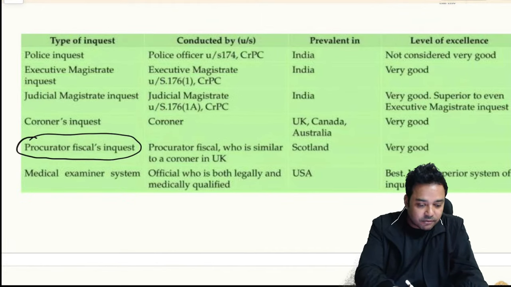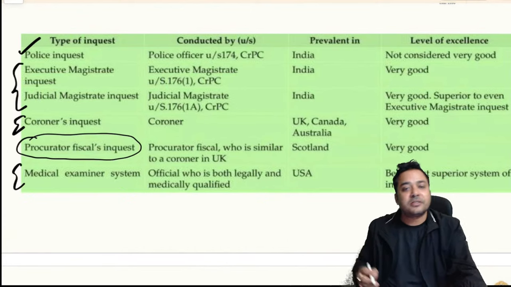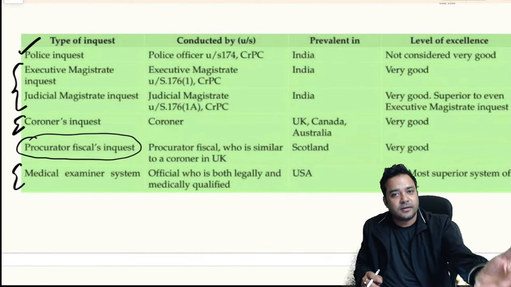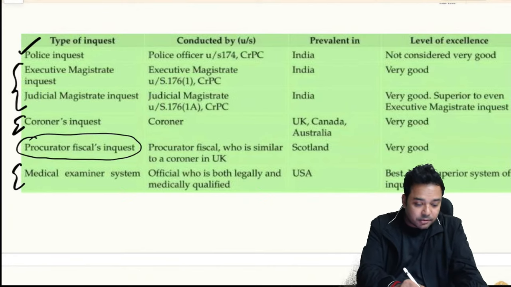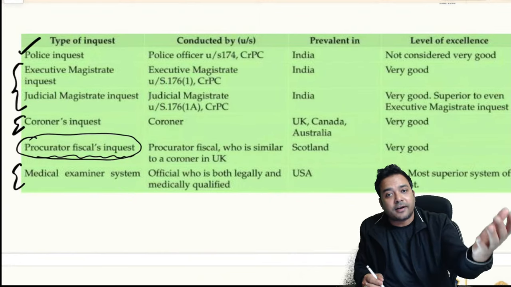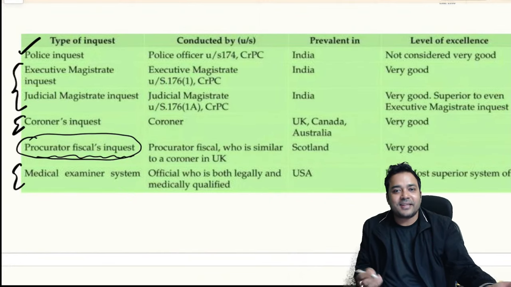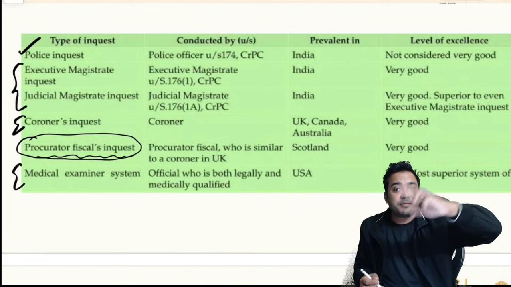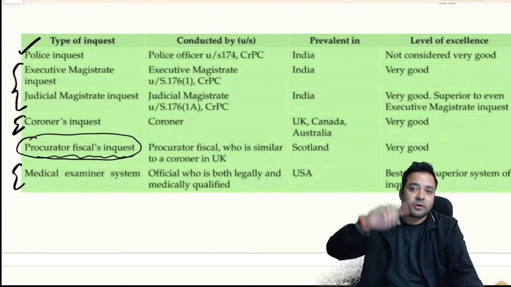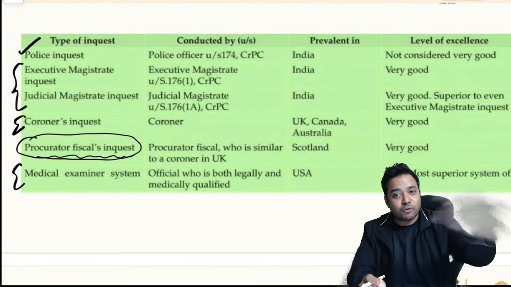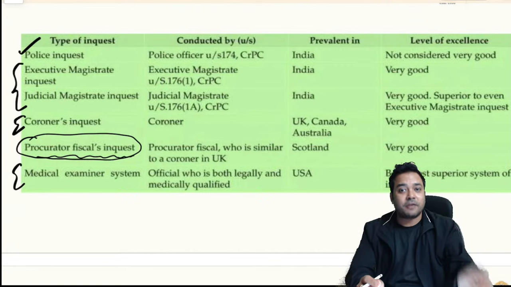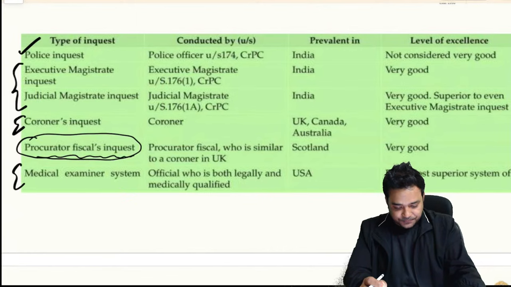But yes, we have to cover police inquest, magisterial inquest, coroner's inquest, medical examiner's inquest, we should know a little about them. So yes, this table is there. And on top of that, if you can remember that procurator fiscal's inquest is also there in Scotland, nothing is better than that. But there is no point in remembering a thing which is not important for our future exams. You'll be segregating and you'll be getting good marks in your prof also. This is the smart work which I am talking about.